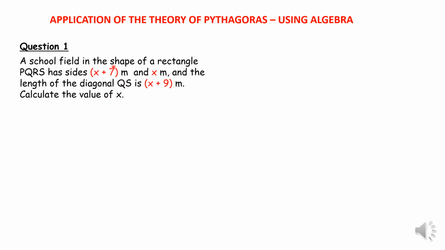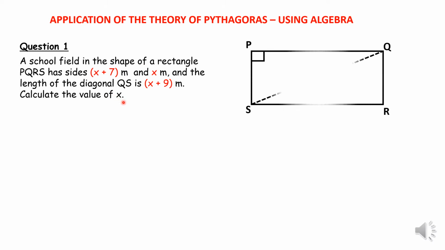So a school field is in the shape of a rectangle. If I bring up my diagram, you can see that the diagonal QS is (x + 9) meters, QR is x meters, and SR is (x + 7) meters. So we are asked to find the value of x.